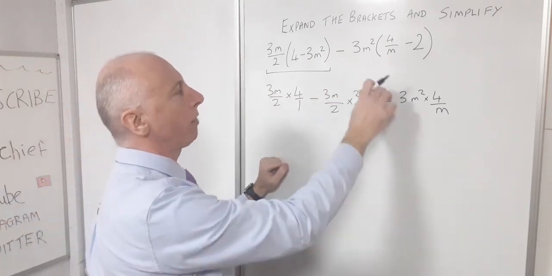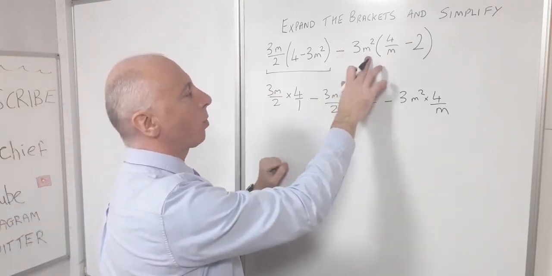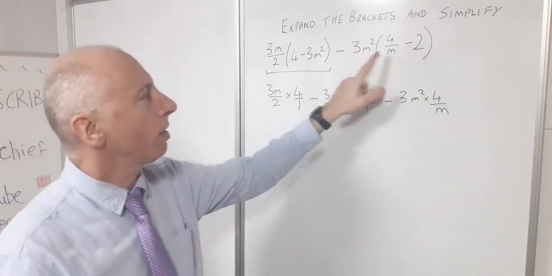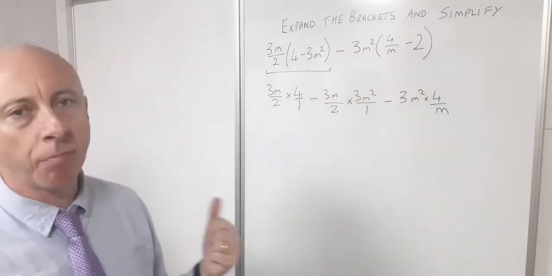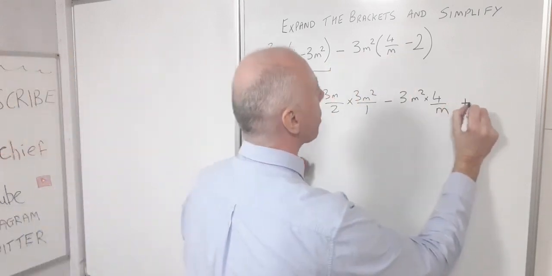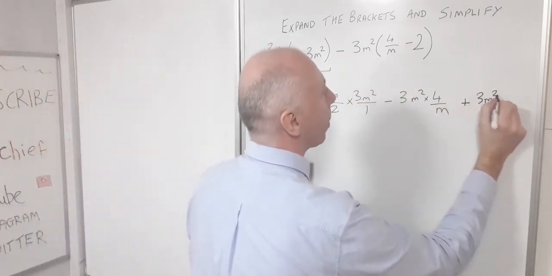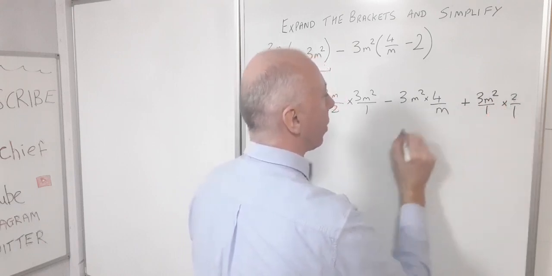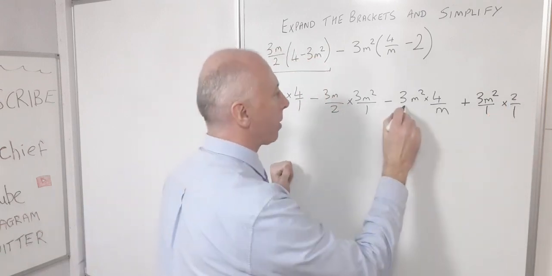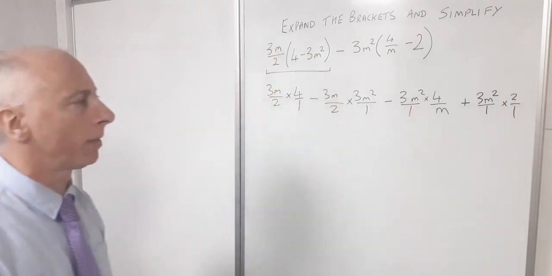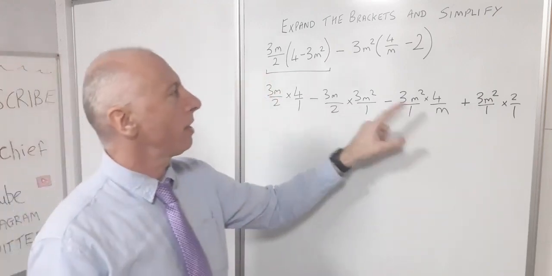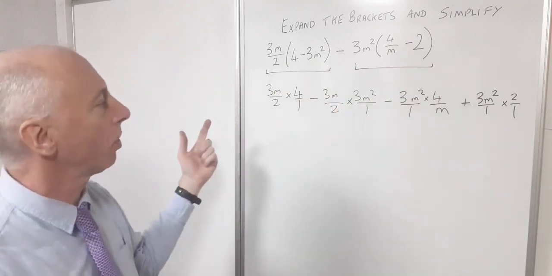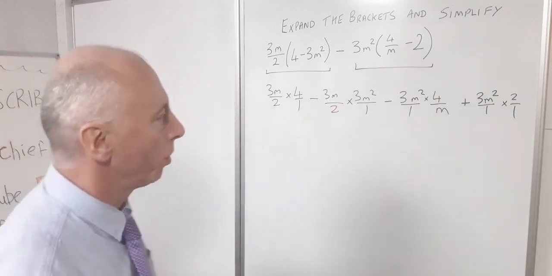But this is where we need to be careful. I've got a minus 3m squared and a minus 2 here inside the brackets. So with minus times minus, I have to have positive. So now I've got plus 3m squared over 1 times 2 over 1. So that's how I'm going to write that, and the same here, I write that as over 1 as well. So now this is still the same as this in terms of its value. I've not changed the value of this expression at all, but it's looking a lot more difficult to deal with.